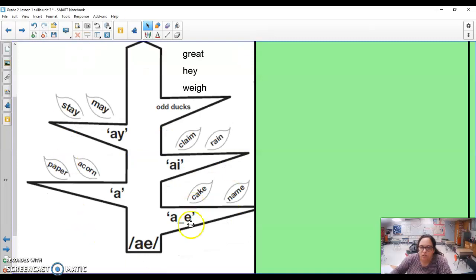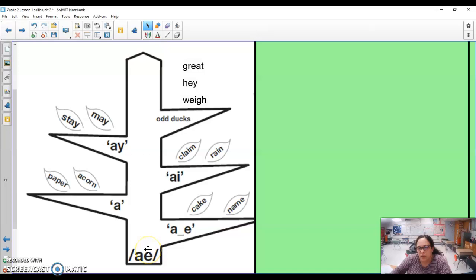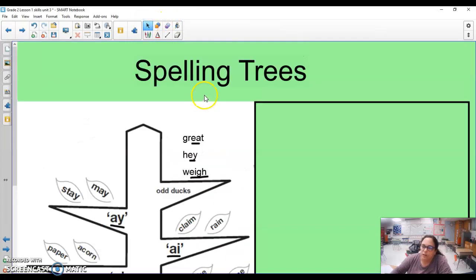And then you have your odd ducks, which is great, hay, and way. So this is just another way that could help you remember the different spellings for the A sound. These branches on your spelling tree represent the A consonant E, the A words that will come at the end of the first syllable, the AI words, the AY words, and then your odd ducks like great for EA says A, EY for hay says A, and EIGH says A for way. All right?